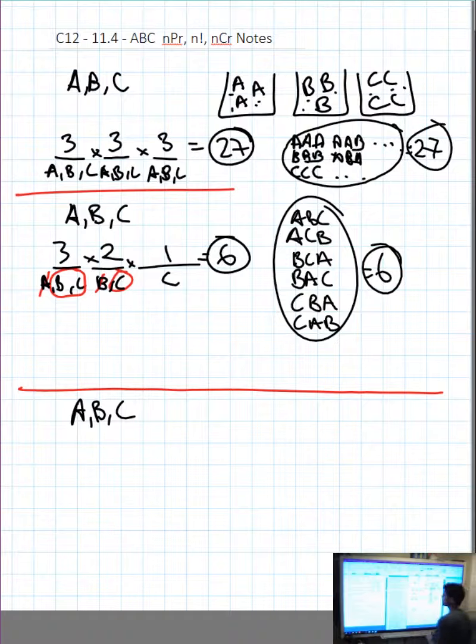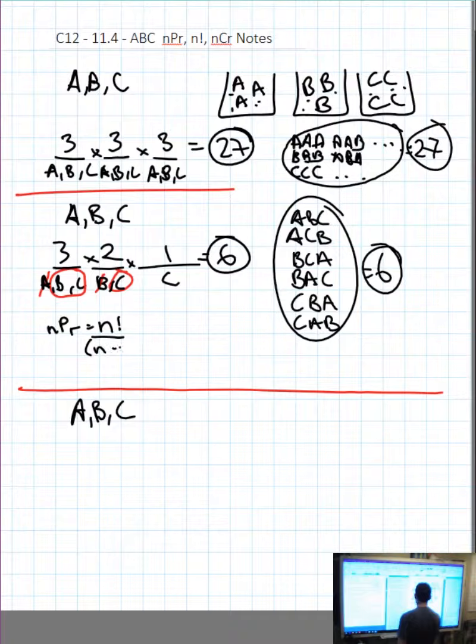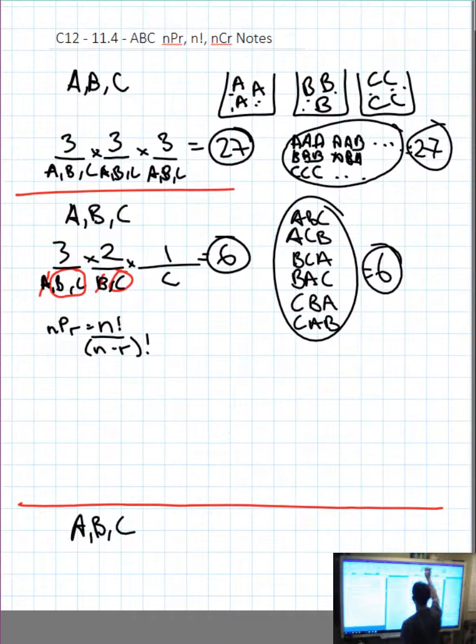Now there's some interesting notation, and that's permutation notation, which is, the formula is nPr is equal to n factorial over n minus r factorial. I'm going to move this down a little bit. I shouldn't have put it there so soon. Excuse me. So, now using this formula.